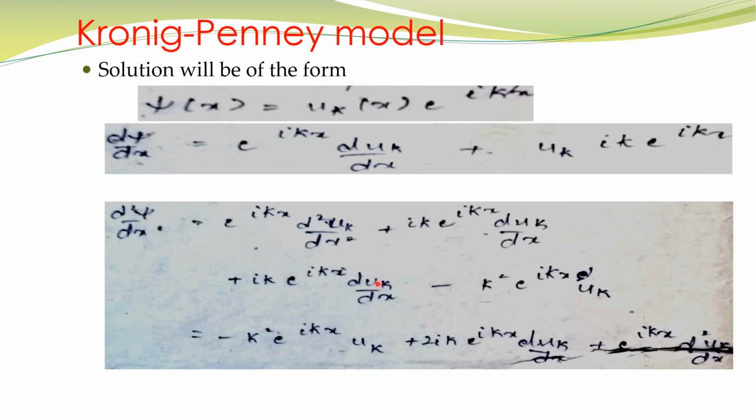Now we can add these two terms, they are the same. So we get minus k square e raised to ikx into uk plus 2ik e raised to ikx into duk by dx plus e raised to ikx into d square uk upon dx square.